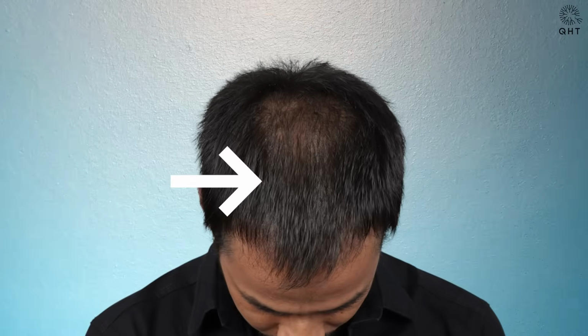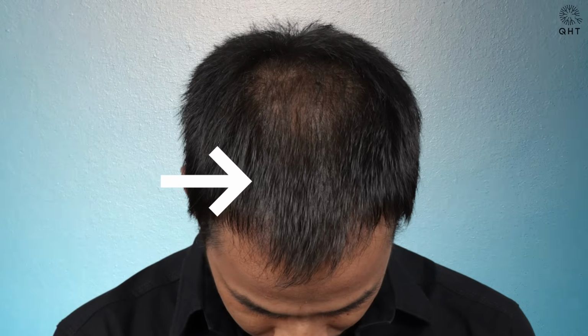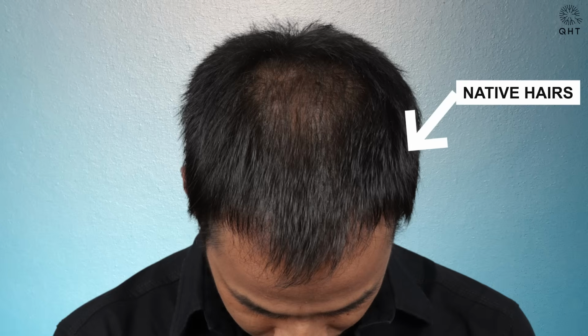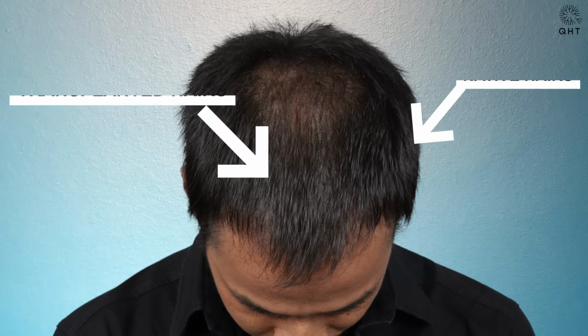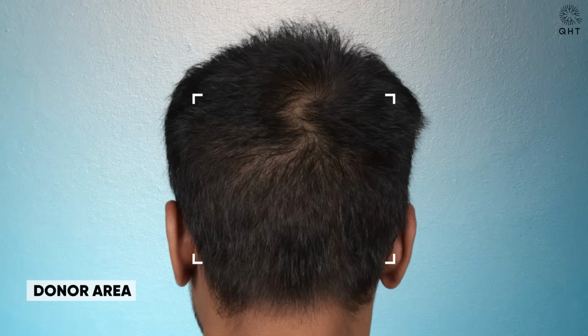Interestingly, a few early follicles had already started producing new hair, but this growth was not easily visible due to the presence of native hair strands in the same region. These existing hairs were helping to camouflage the new growth underneath. Additionally, the donor area had healed completely.